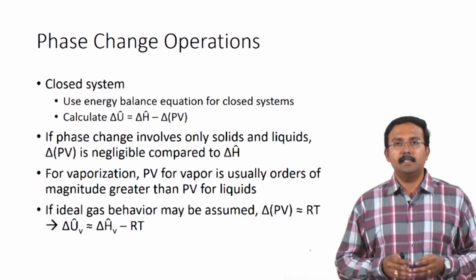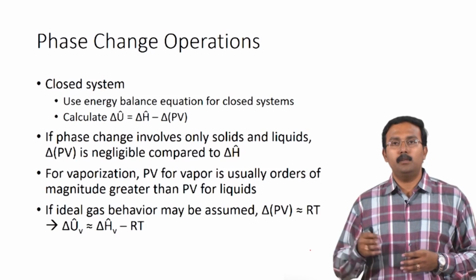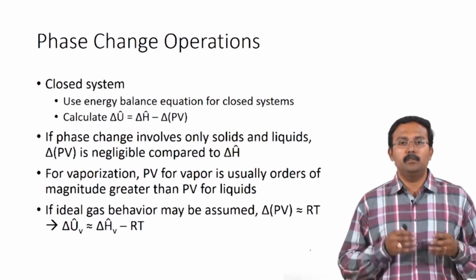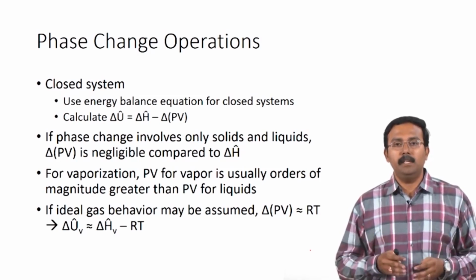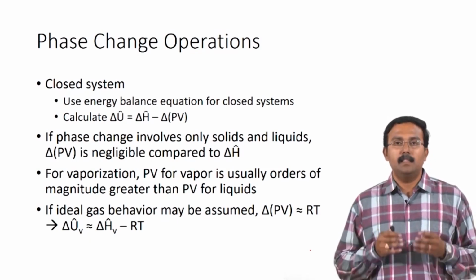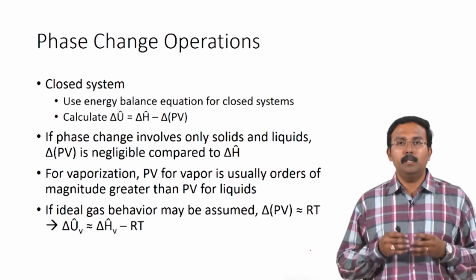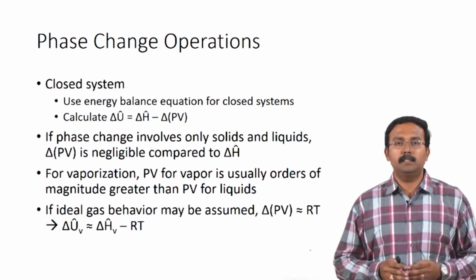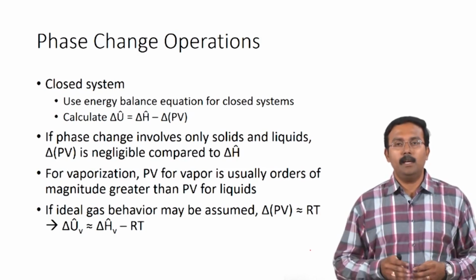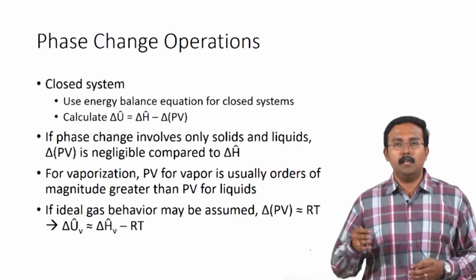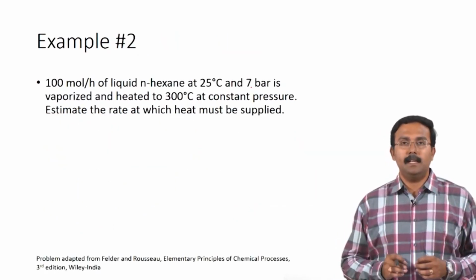So, for ideal gases delta PV can be approximated as RT. So delta U cap V can be calculated as delta H cap V minus RT. This is an approximation, however, it is useful for performing calculations for phase change operations where one of the phases involved is a gas phase. So, here is a second example problem.